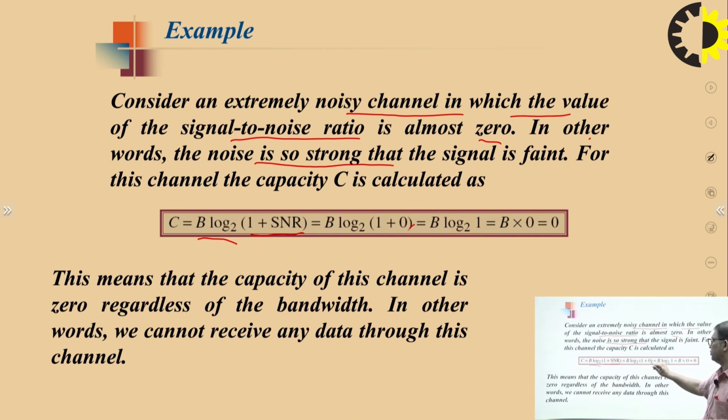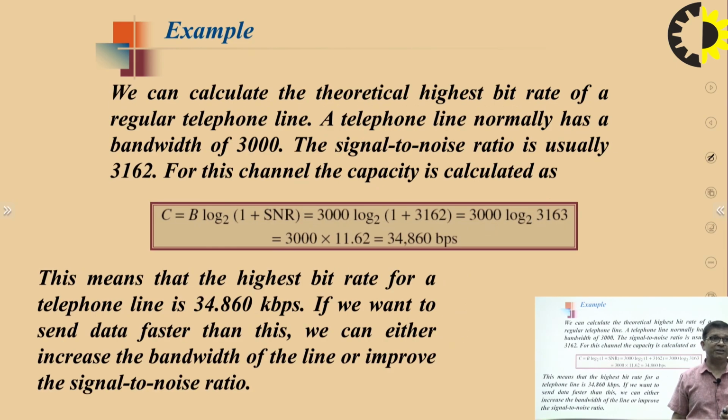SNR becomes 0. So B log 2 1 is equal to 0. So what is this? Just a 0. The capacity of the channel is 0. It means, in other words, we cannot receive any data through this channel if there is extreme noise.